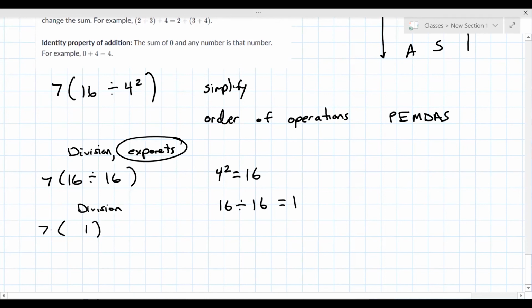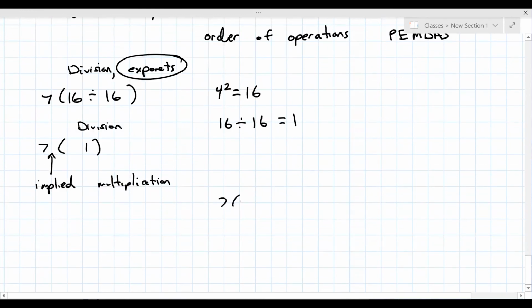In this next step, there's implied multiplication here, and that's the only operation I see. 7 times 1 equals 7. So this simplifies to just 7.